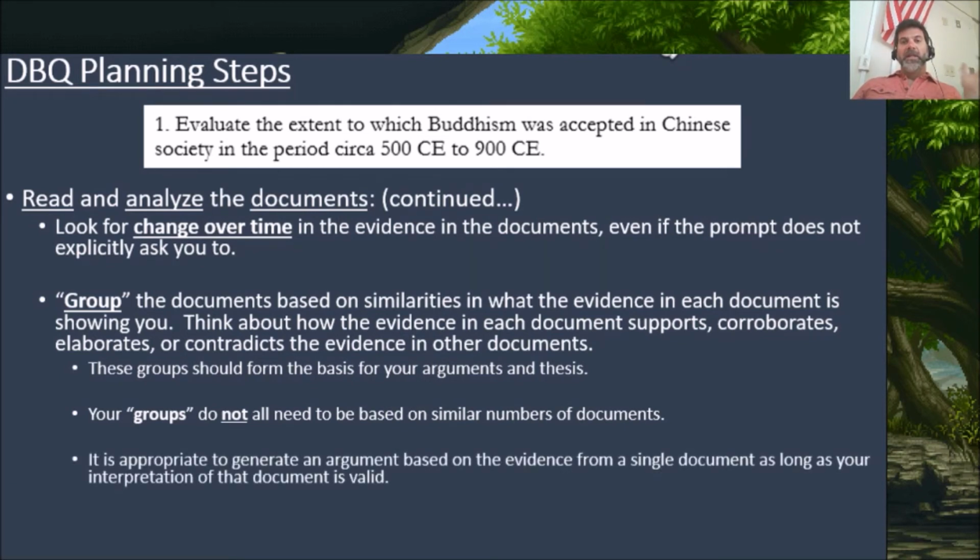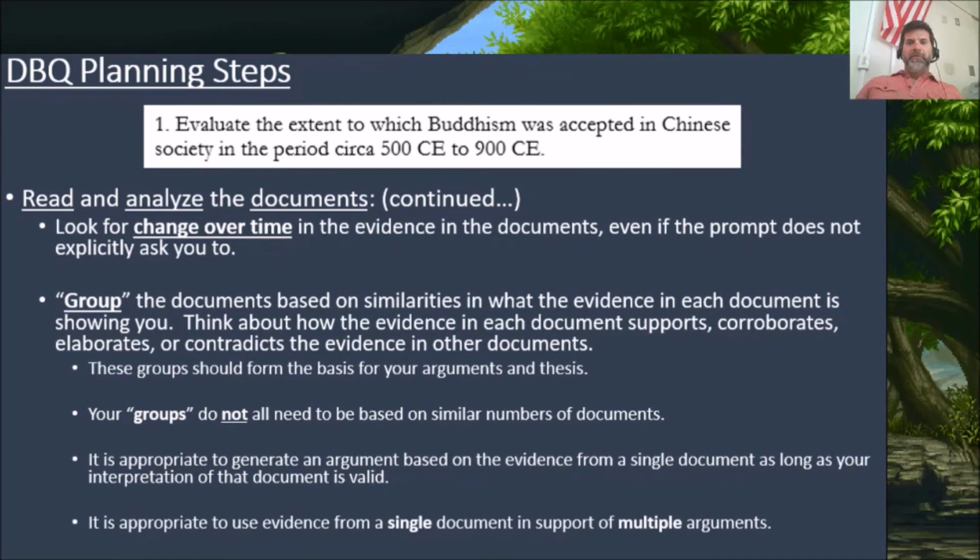It is appropriate to generate an argument based on the evidence from a single document, as long as your interpretation of that document is valid. So if there's a document that you're having trouble fitting with other documents to make a point, you can still make an argument based on that one, and that's fine. You don't have to group it with another document. The grouping is simply a cognitive tool to focus in on making arguments rather than just talking about the documents separately in isolation from each other. And finally, it is appropriate to use evidence from a single document in support of multiple arguments. So if there's one document that's showing you evidence for a couple of different points you can make, you can explain everything that document is showing you. And being that thorough is going to show a lot of sophistication and will really impress the graders.